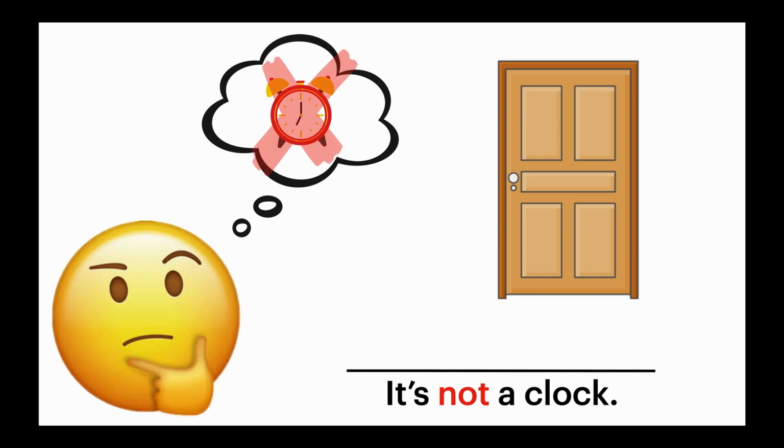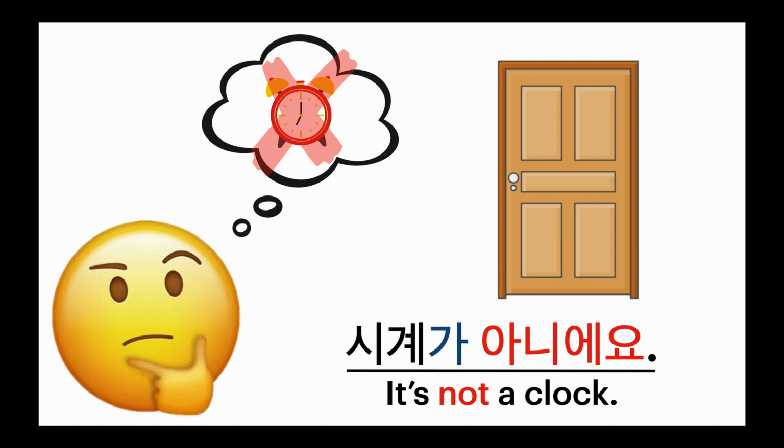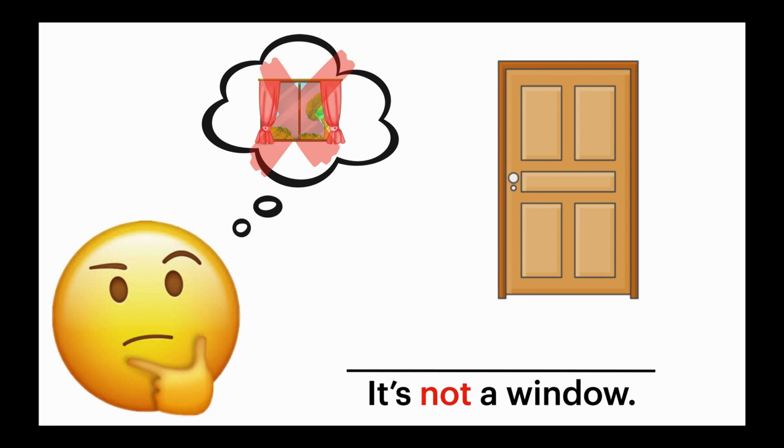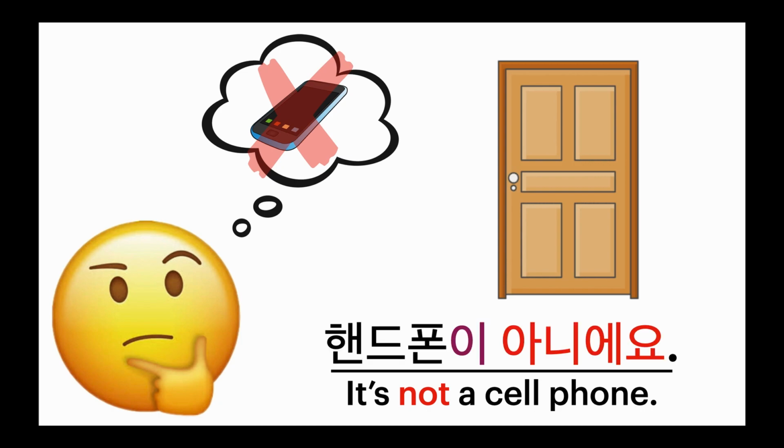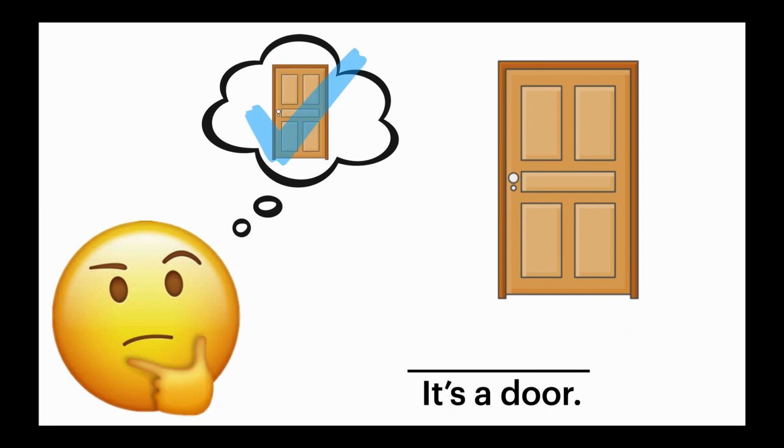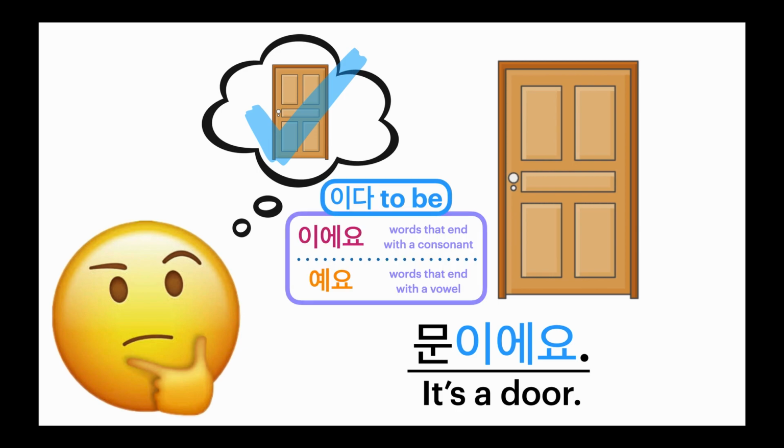What is that object right there? Well, it's not a clock. 시계가 아니에요. And it's not a window. 창문이 아니에요. And it's not a cell phone. 핸드폰이 아니에요. Oh, I know, it's a door. Can you remember how to make this kind of sentence? 문이에요. Remember that 이다, to be, splits into 이에요 and 예요.